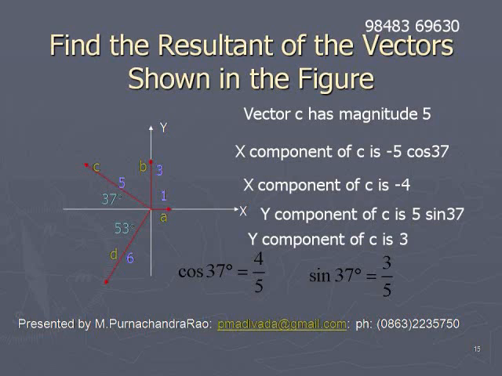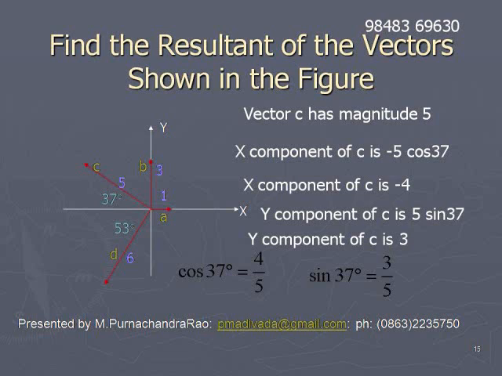Vector C has a magnitude 5. So, its x component is minus 5 cos 37. It is making an angle 37 with the negative direction of x-axis. So the component along x-axis lies towards the negative direction of x-axis. Hence, its x component is minus 5 cos 37. But the value of cos 37 is 4 by 5. So, minus 5 into 4 by 5 gives minus 4. So, x component of C is minus 4.